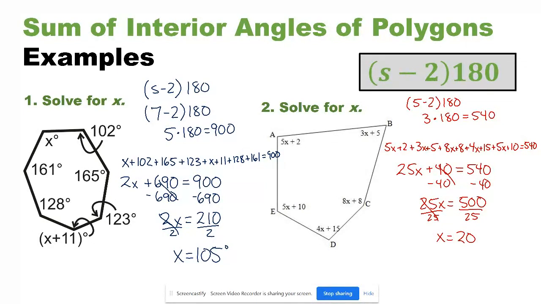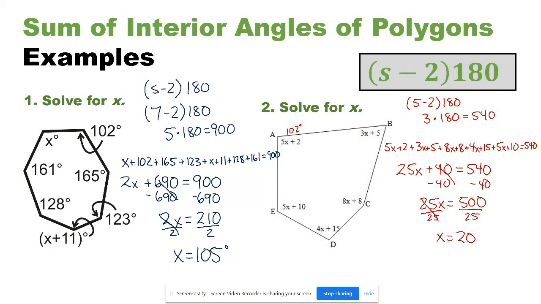One quick way you can check this is you can plug x back in and see if you get reasonable angle measurements. If I plug 20 in for x on angle A, I have 5 times 20 plus 2. That would give me a 102 degree angle. That seems pretty reasonable for angle A. It looks like it's an obtuse angle that's not that much bigger than a right angle.